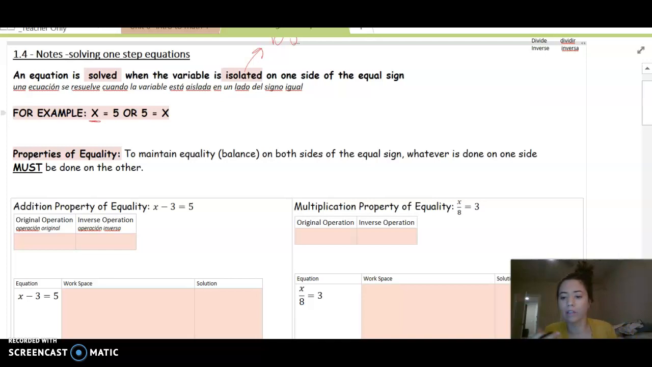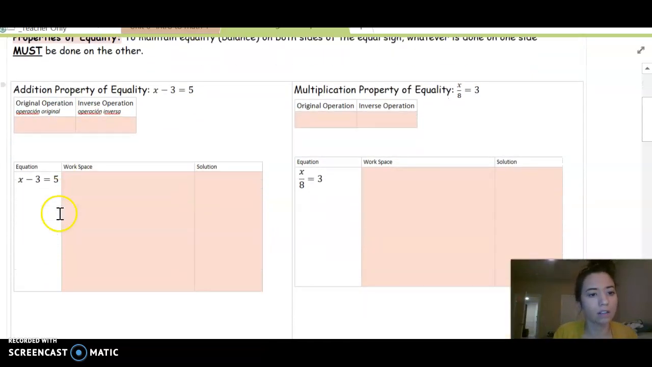Now, when we're solving, there's this property called properties of equality, and that tells us that in order to maintain a balance on both sides, what you change to one side, you also have to do to the other side. And that is one of the key things you need to know for this algebra class for the entire year. What you do to one side, you must do to the other side. And we're going to practice that today. So let's go ahead and start.